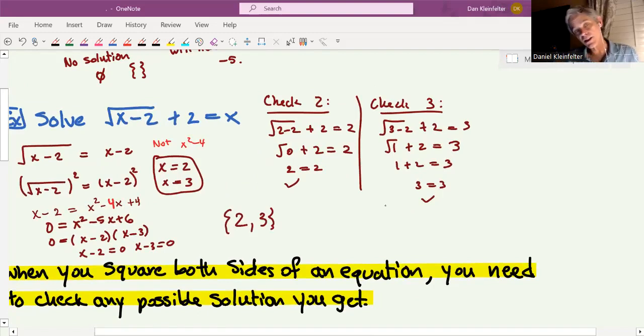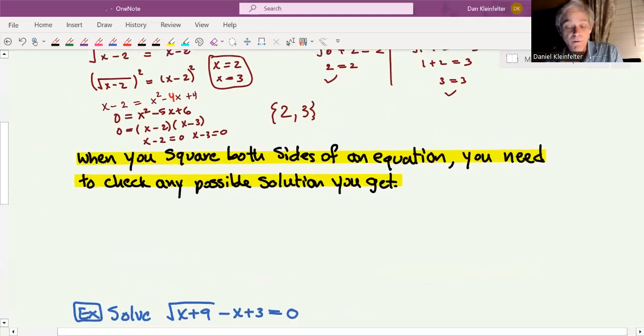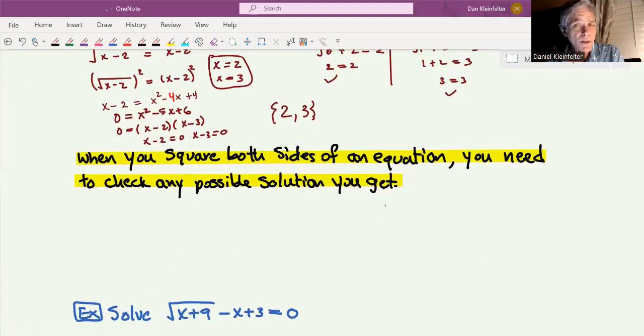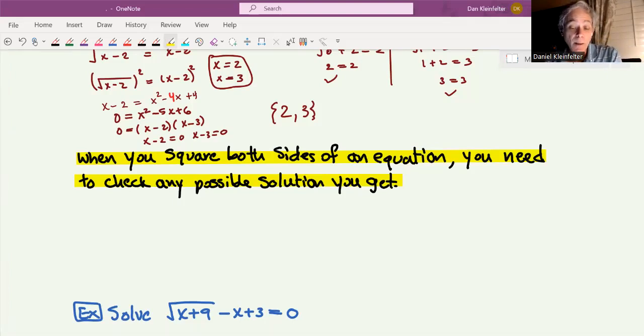With radical equations, you can get differing numbers of solutions. Sometimes no solution, often 1 solution. Sometimes, as with this one, we got 2 solutions. The fine print here: when you're squaring both sides of an equation, you need to check any possible solution you can get. Of course, in math class, we always tell you to check your solutions, and that's just to check for mistakes. This procedure of squaring both sides, it's actually necessary to check your solutions, and here's why.